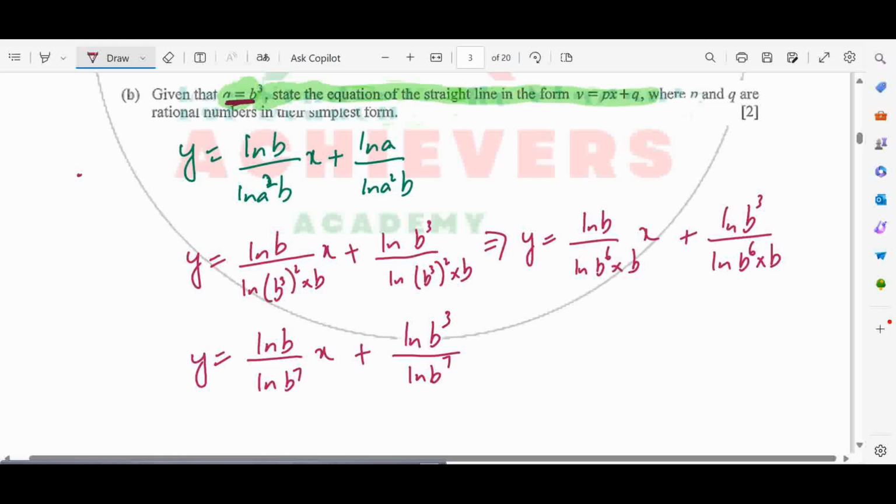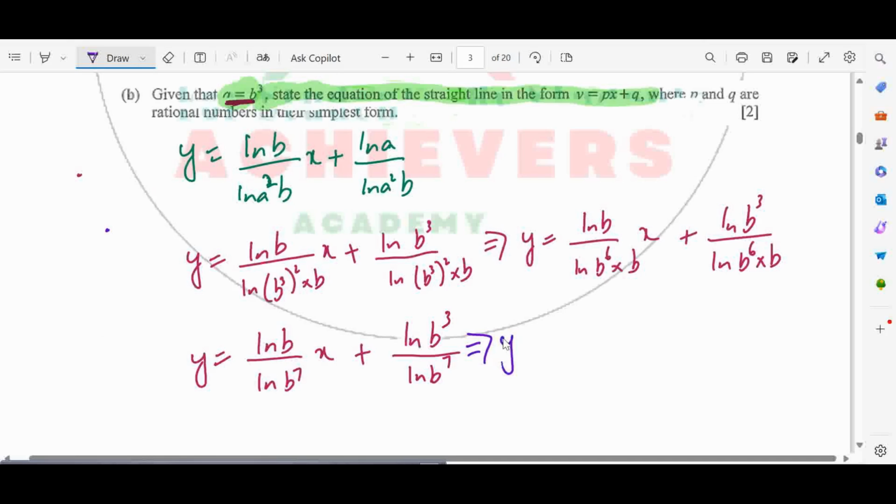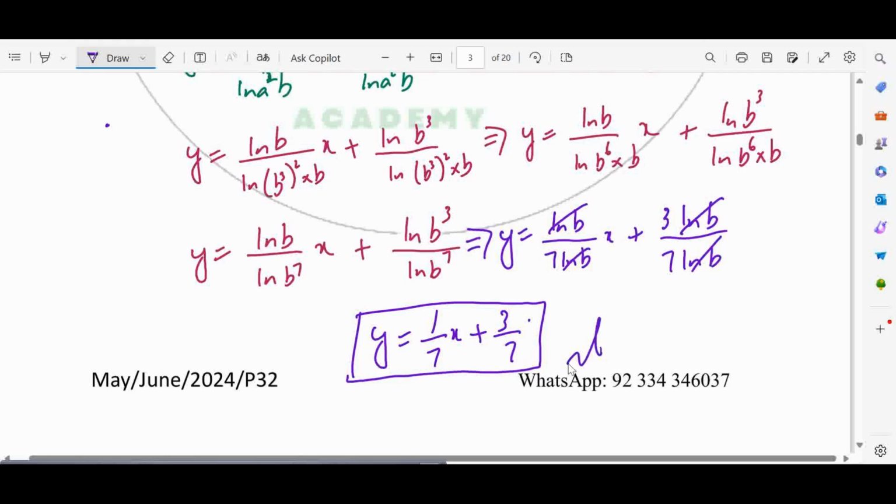Now what to do? We can again use the power rule. So y will be equal to natural log of b divided by 7 natural log of b, x, plus 3 natural log of b divided by 7 natural log of b. Now we can cancel out these two. So the final answer for this will be y is equal to 1 by 7 x plus 3 by 7. This will be the final answer. I hope that the concept is clear.